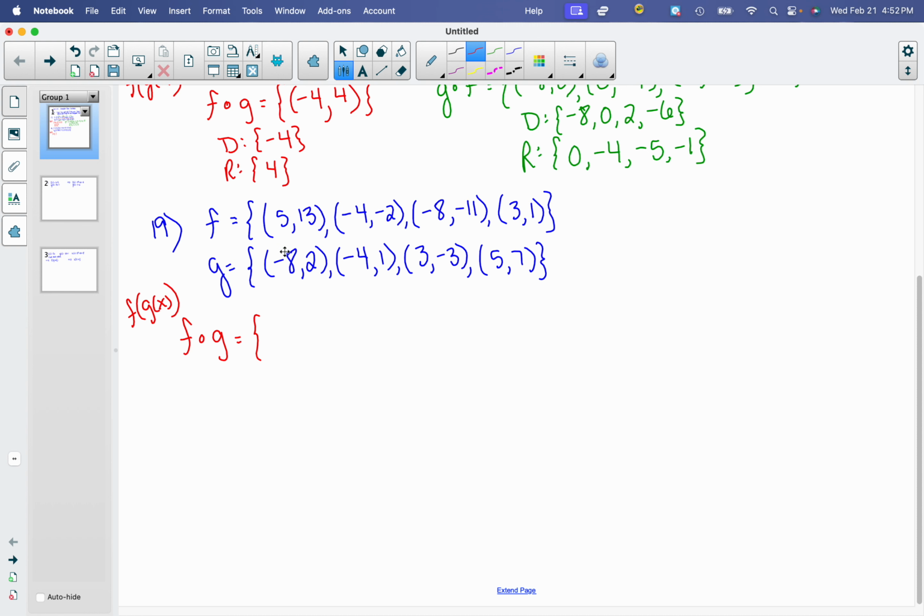So negative 8 goes to 2. There's no 2. Negative 4 goes to 1. There's no 1. Remember, the 1 has to be in the domain value. 3 goes to negative 3. So I'm looking at the x values here. There's no negative 3. 5 goes to 7. So I'm looking for a 7 here, and there isn't one. So this is actually the empty set. You can draw an empty set, or sometimes you'll see it written with the null or empty set symbol. So now let's do g of f.